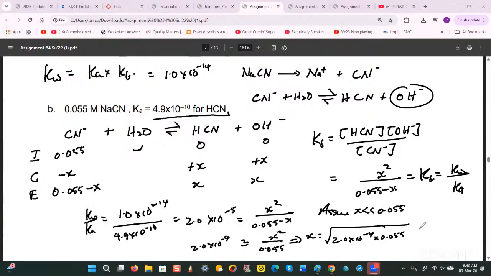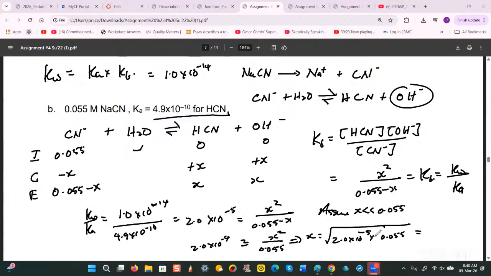And let's see what that gives. So 2 times 10 to the minus 4. Wouldn't it be 10 to the minus 5? Oh, minus 5. Yes, thank you. It should be minus 5.